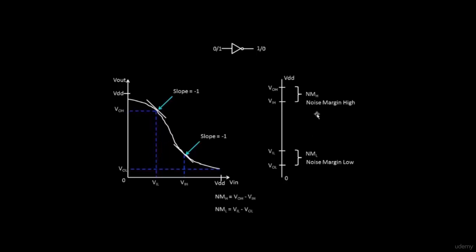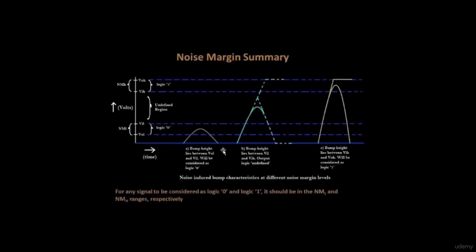So we have a chart based on the tolerance levels. But before that, if you see this region between VIH and VIL, this is nothing but the undefined region. So any bump which lies in this area will go into an undefined state, which means it can be either logic 1 or logic 0. So with this scale in mind, on which the voltage levels are plotted, we have prepared a chart which will give a summary of noise margin.